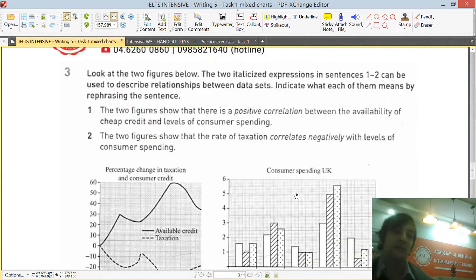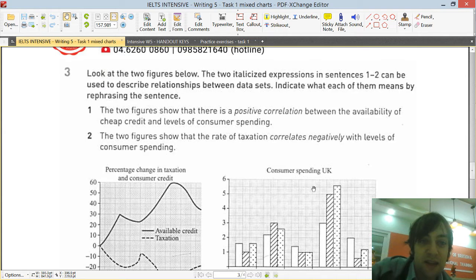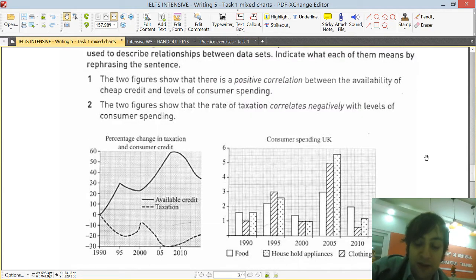Alright, let's have a look at the next exercise. So, look at the 2 figures below. We have the percentage change in taxation and consumer credit and consumer spending in the UK. The 2 italicized expressions in sentences 1 and 2 can be used to describe the relationships between data sets. Indicate what each of them means by rephrasing the sentence. Okay, so have a look at these 2 sentences and then rephrase them. Okay? So when you're ready, pause the video, write down the answers, and then replay the video.